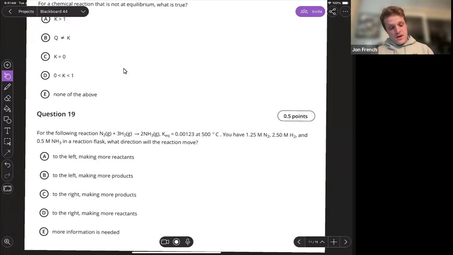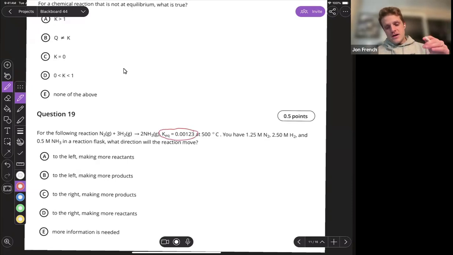All right, so Q is calculated the same way we calculate K, except KEQ is equilibrium only. Q can be used at any point in a reaction, but can be used to tell us what direction that reaction is going to move. So Q is still written the same way. It's still going to be products over reactants. So I've got ammonia squared over nitrogen, hydrogen cubed.